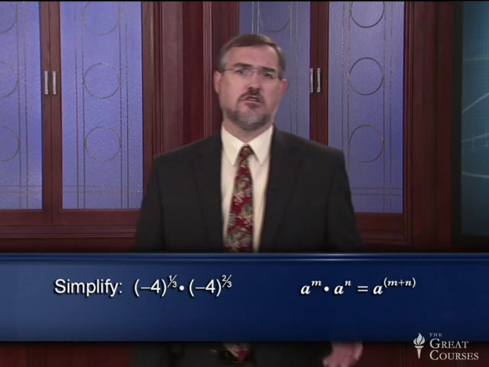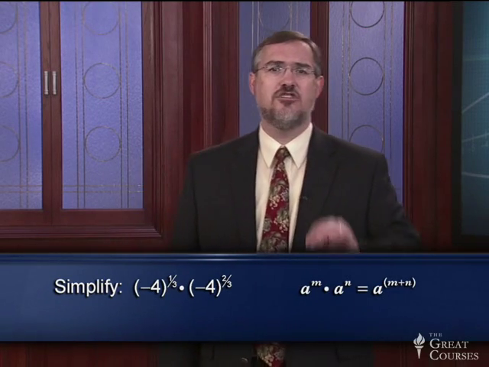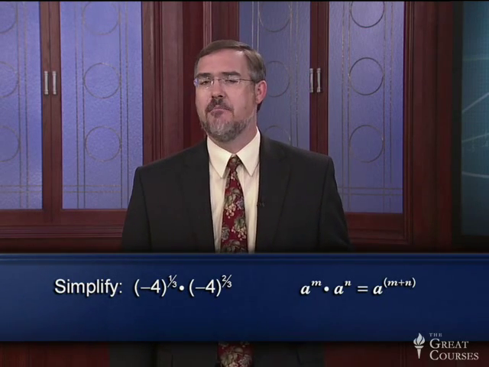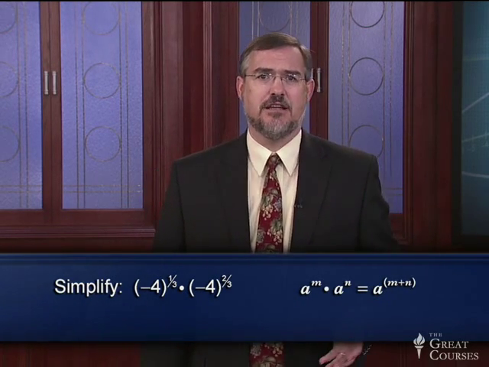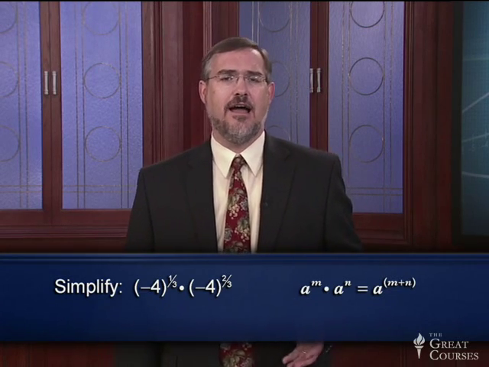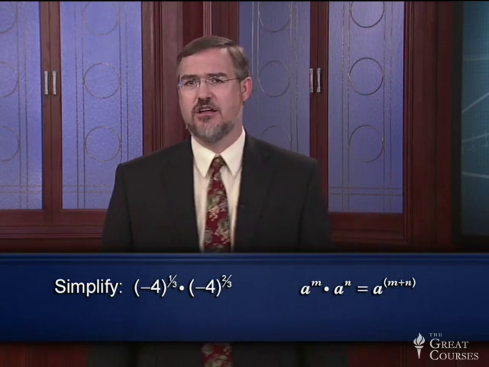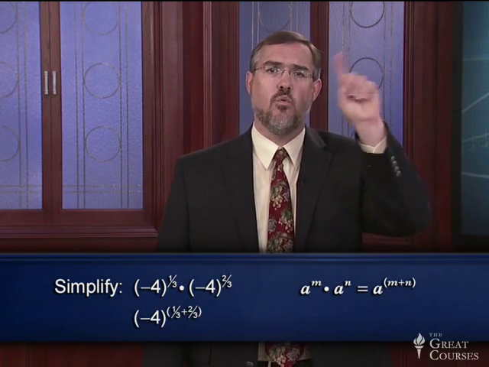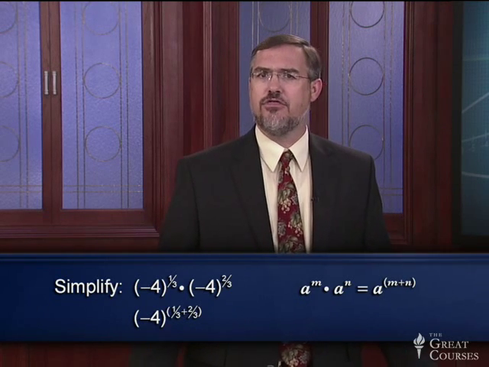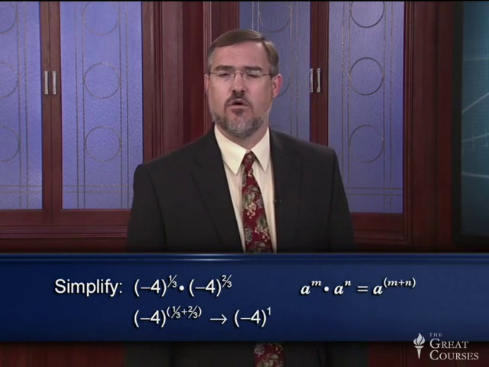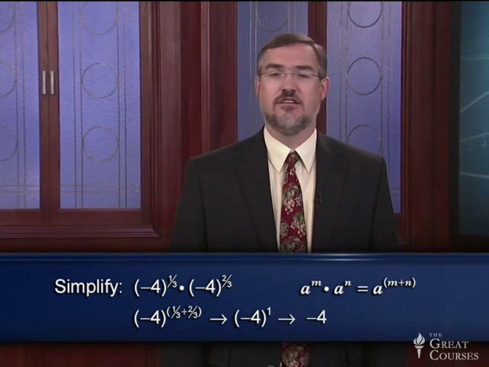Well, the first law that I shared with you said that a to the m times a to the n equals a to the m plus n. So in this example, if I let a equal -4 and m equal 1/3 and n equal 2/3, then I will have -4 to the 1/3 times -4 to the 2/3 equals -4 to the sum 1/3 plus 2/3. But 1/3 plus 2/3 is equal to 1. So this thing simplifies as -4 to the 1, which is just -4.